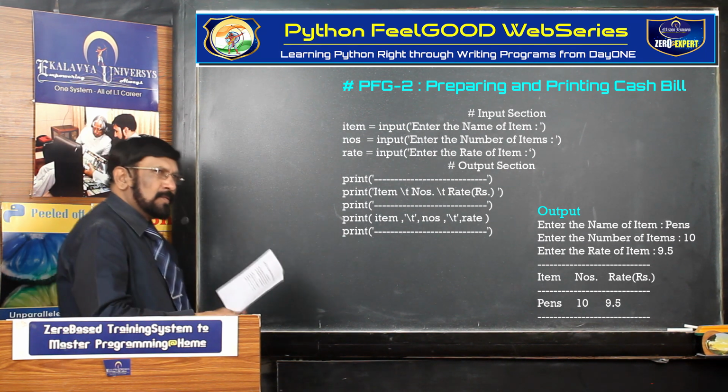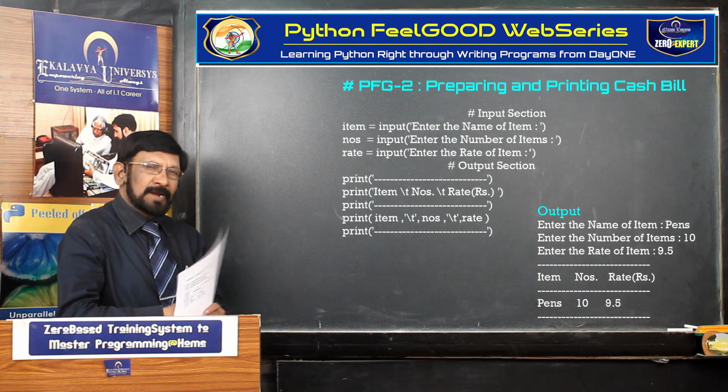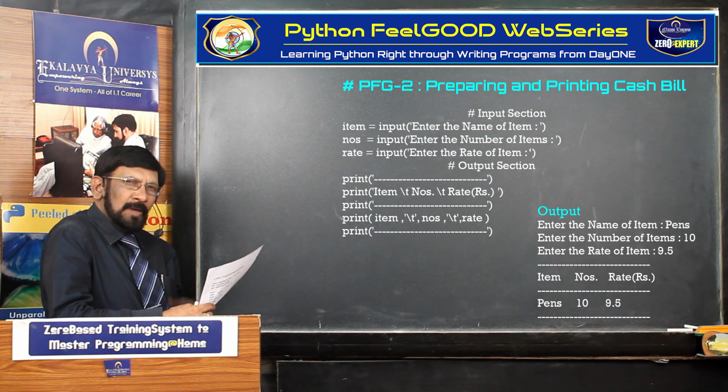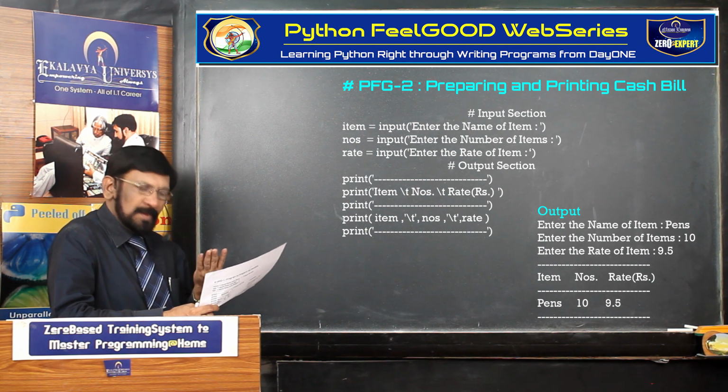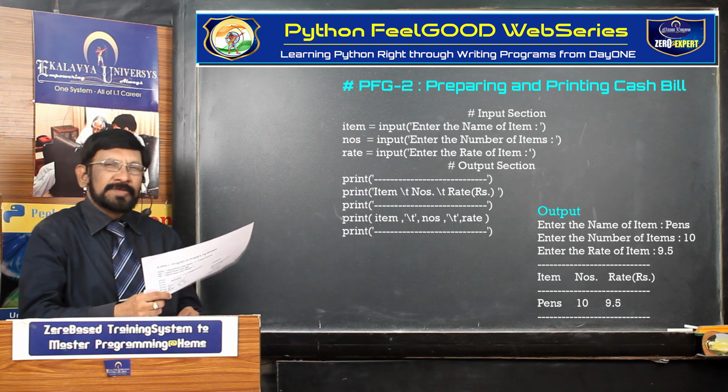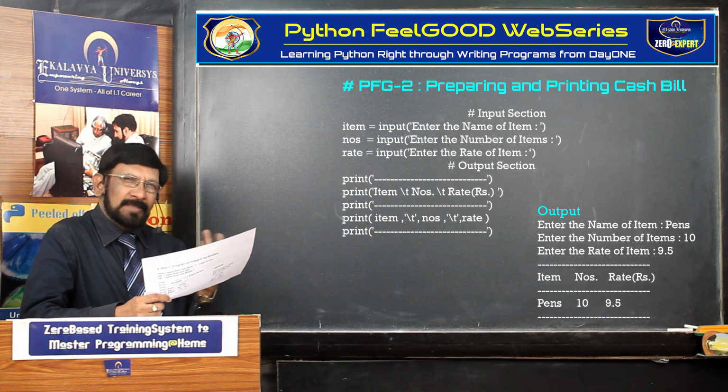Okay, now let us analyze that. Let us finish the mental work. What is the mental work? How many variables are required? There are three variables. What are they? Item, numbers and rate. Which names you have to give? Item. Item you can give.